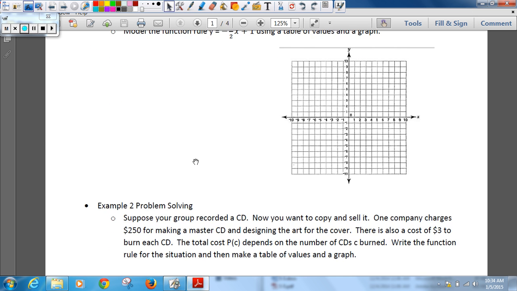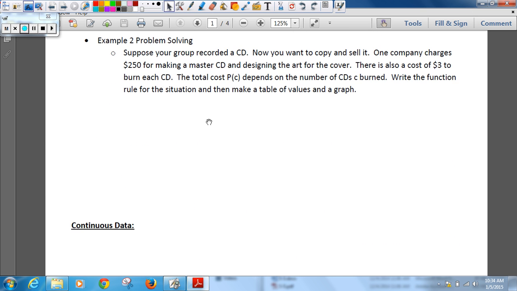Example number 2 then is your problem-solving word problem 1. And it says, suppose your group recorded a CD. Now you want to copy and sell it. One company charges $250 for making a master CD and designing the art for the cover. There is also a cost of $3 to burn each CD. The total cost, P of C, depends on the number of CDs C burned. Write the function rule for the situation and then make a table of values and graph.